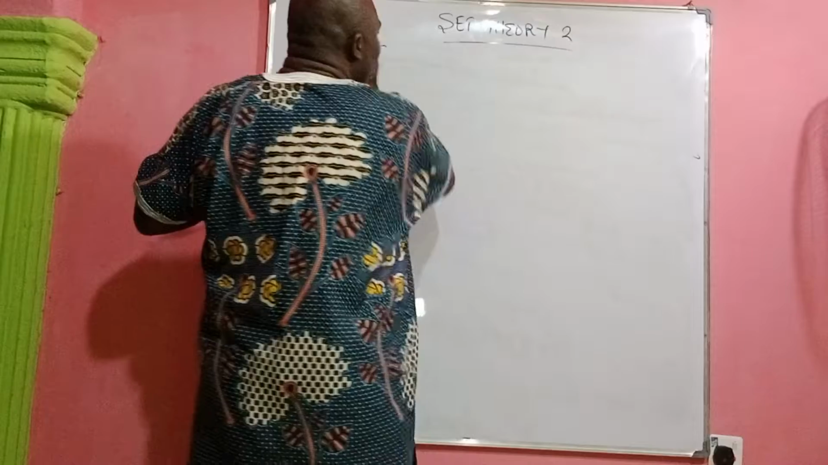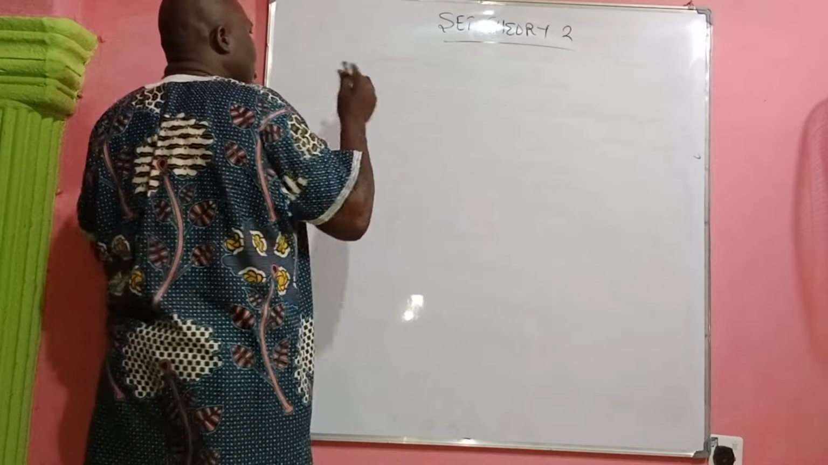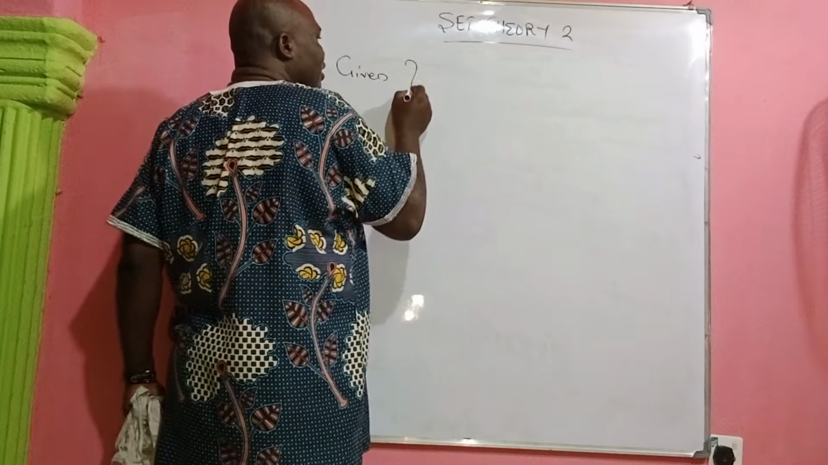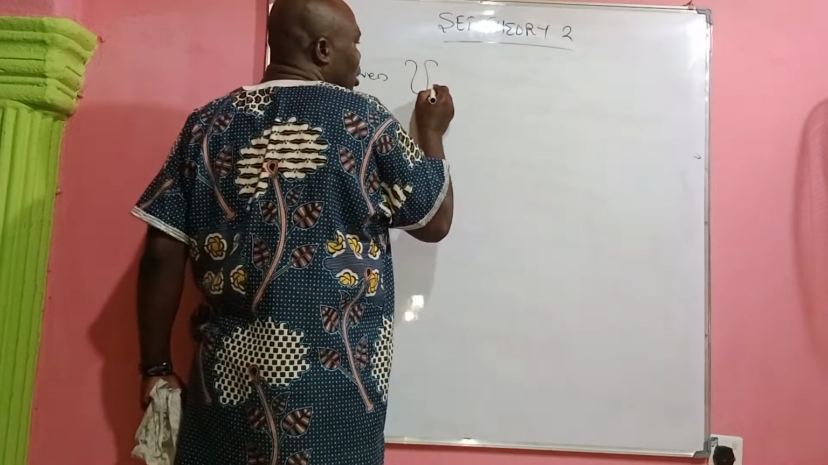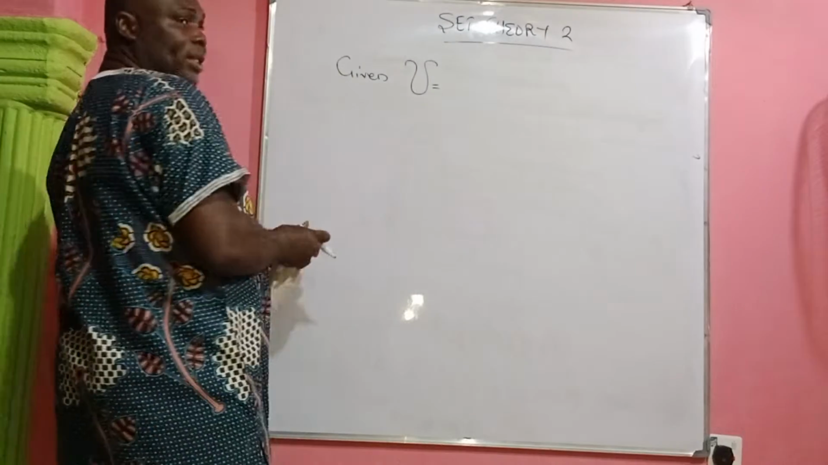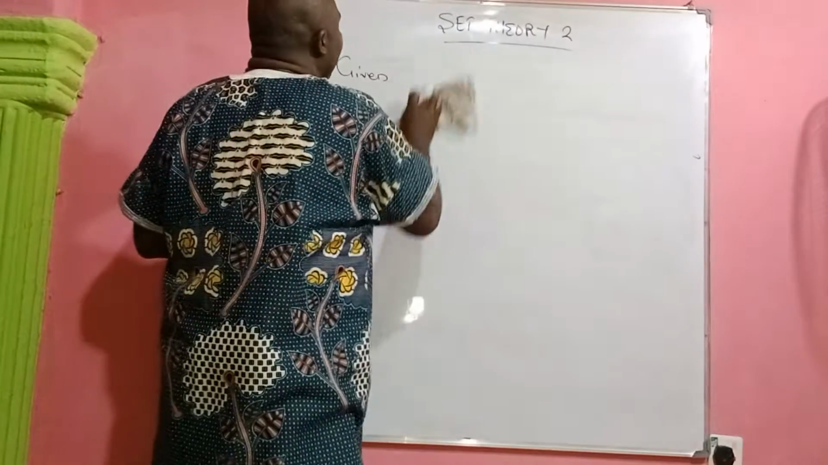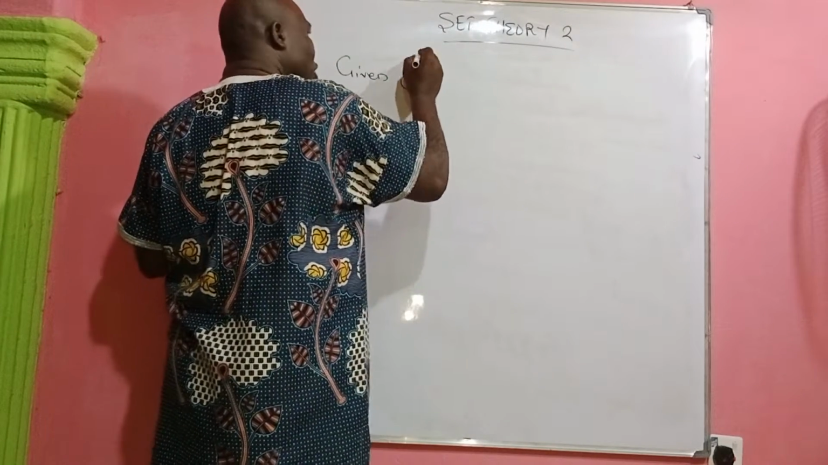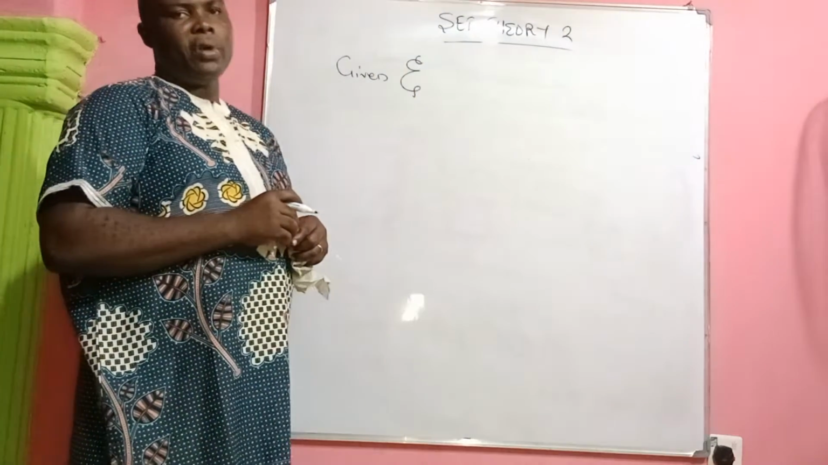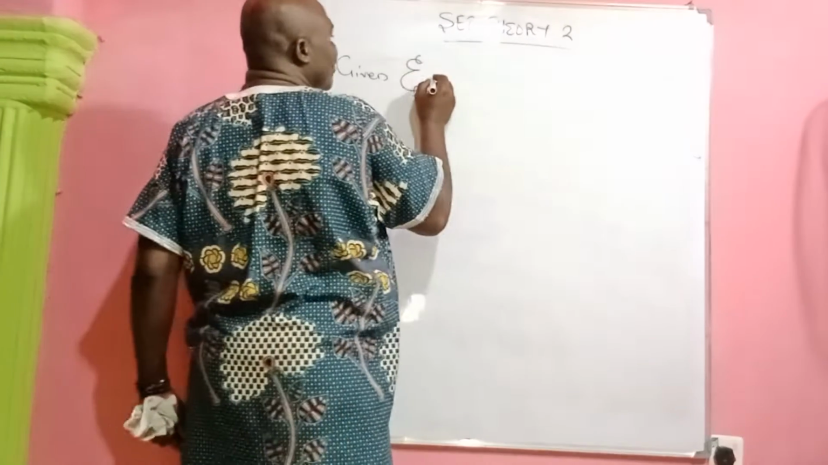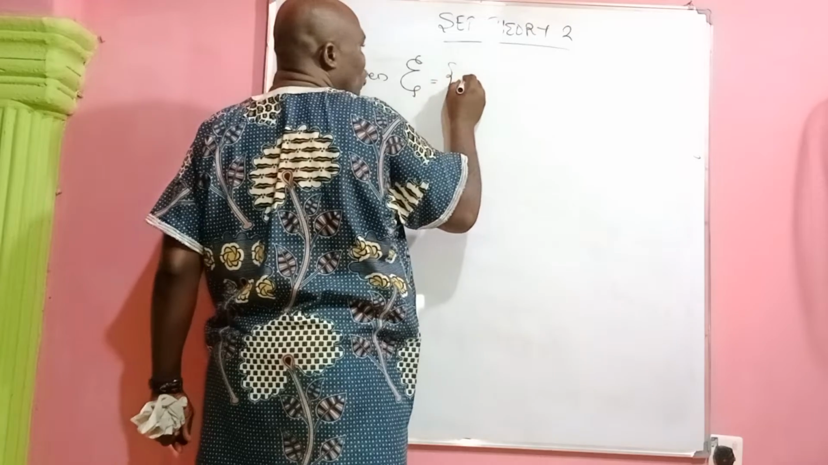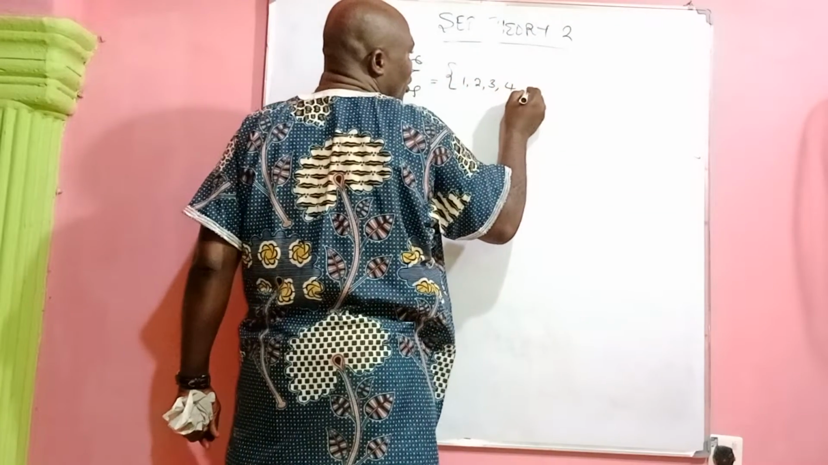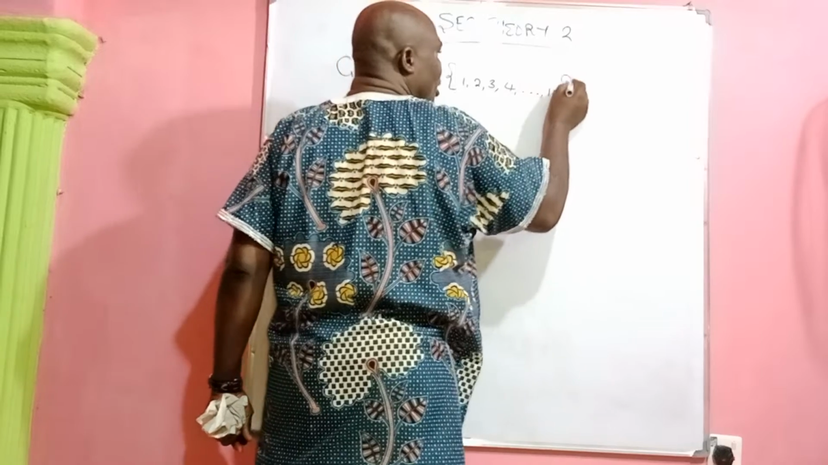A problem might come this way. They say, given the universal set. There is another symbol we use for the universal set in case you see it, so that you don't get confused. So this is another symbol for the universal set. Given the universal set to be the set of elements 1, 2, 3, 4, up to 10.